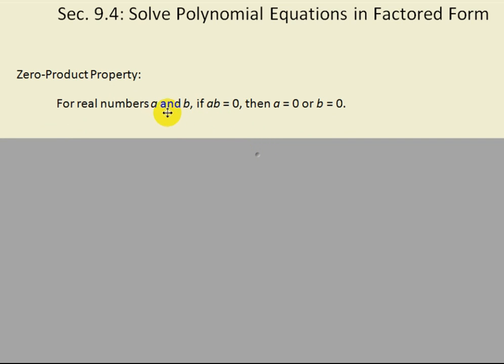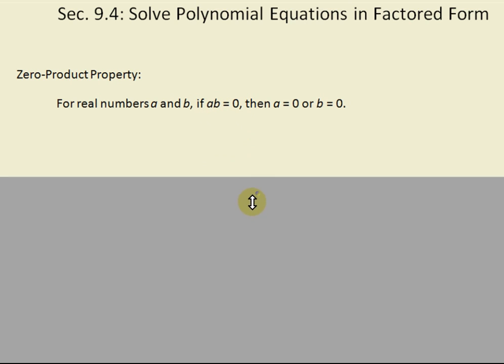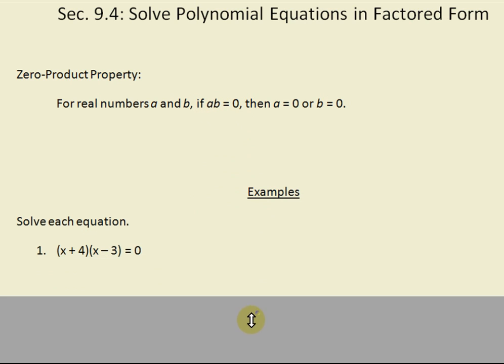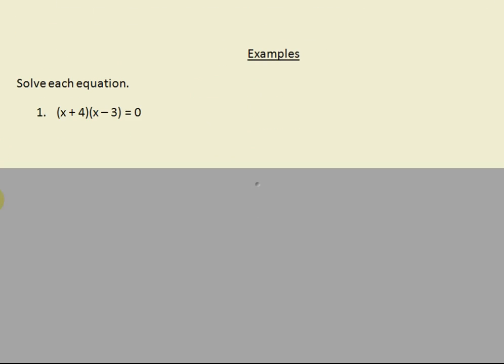This tells us that if we have any two real numbers, a and b, and we multiply them together and get a product of 0, then one of those two values, a or b, has to be 0. Just think, if you multiply two numbers together and end up with 0, the only way that can ever happen is if one of those is 0. So let's see how this works in actually solving an equation.